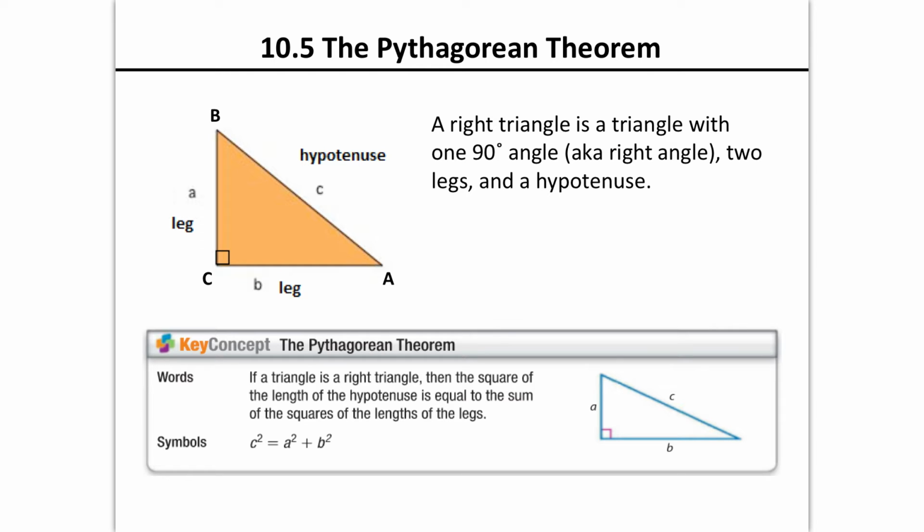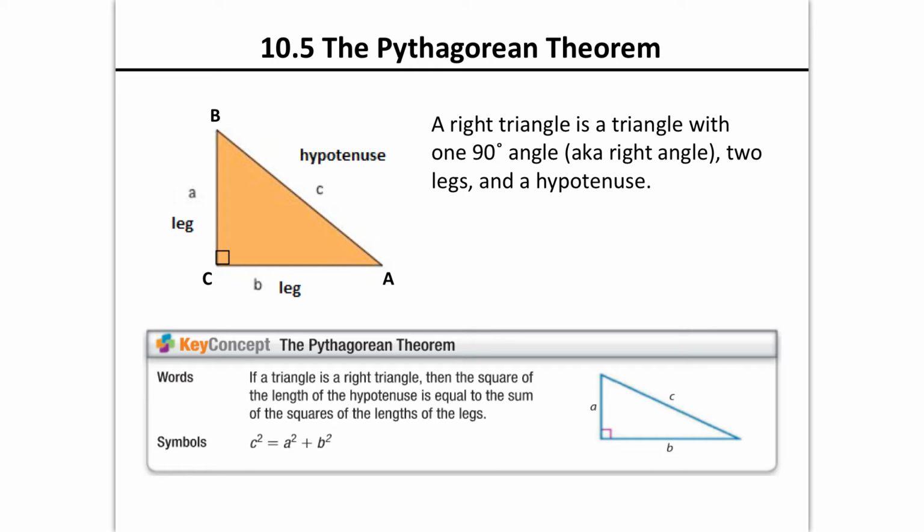A right triangle is a triangle with one 90-degree angle, aka right angle, two legs, and a hypotenuse. Now, you can see the picture of a triangle on this side of the screen, and we do have two legs with the third side of the triangle called the hypotenuse. The hypotenuse is the longest side of a right triangle. That side is always across from the 90-degree angle or the right angle.